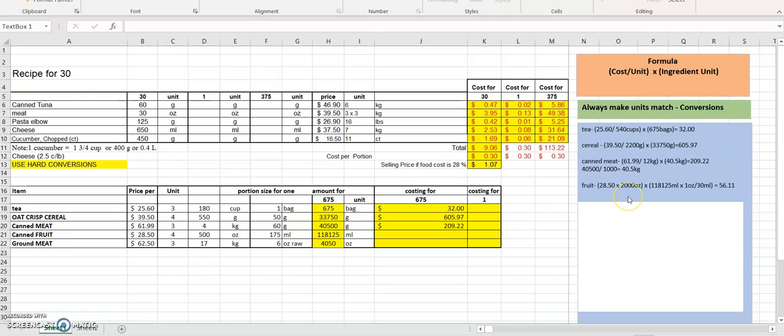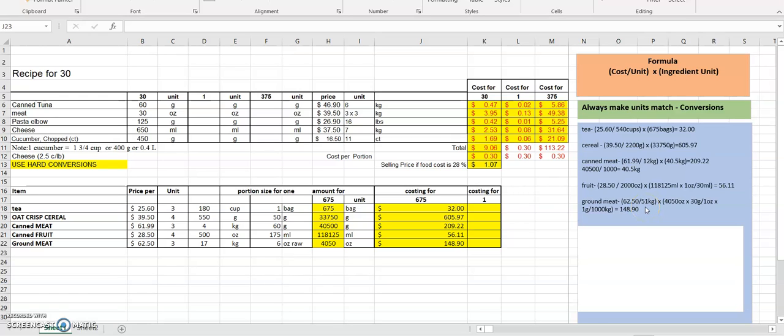So over here for fruit, I just multiplied 4 by 500 to get 2,000 ounces, and then we have to convert our milliliter to ounces, and we know that 1 ounce is 30 milliliters. So we put this in, we have it equals, and then divided by. Okay, and here is for ground meat, our formula.